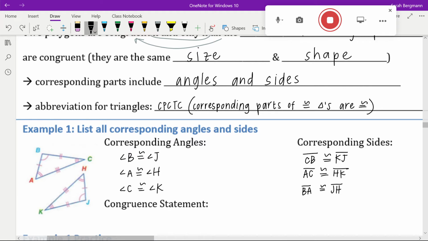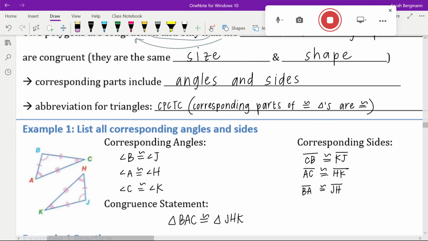Now finally, we need to write a congruent statement. This basically shows the final answer, like what is congruent. So what I like to do is I just go off of my corresponding angles. So I'll say triangle BAC, I'll just go from top to bottom, is congruent to triangle, and I'll go the same order on the other side of my angles, JHK, from top to bottom.